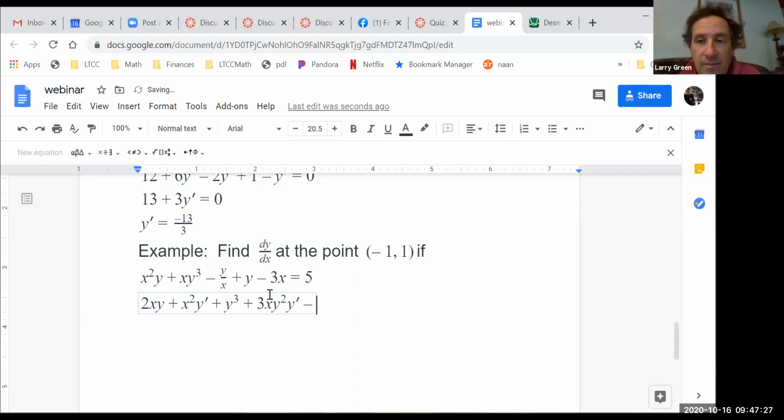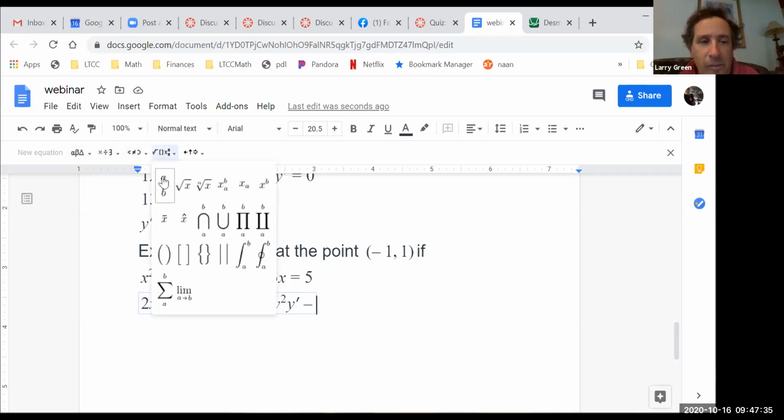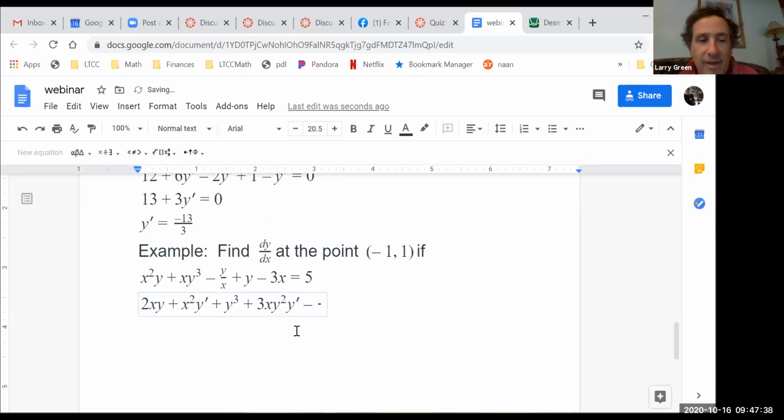Minus. Okay, what about y over x? What do we have to do to find the derivative of y over x with respect to x? Yeah, we use a quotient rule. So now we're going to do low, which is x, times d high, which is y prime, and then minus, and then we're going to have high d low, and that's going to be y times the derivative of x, which is 1, square the bottom, and away you go.